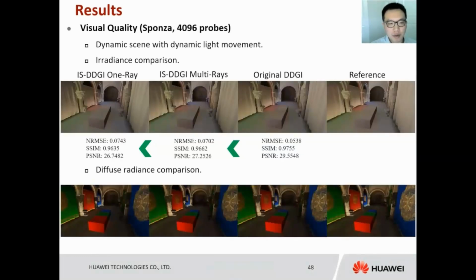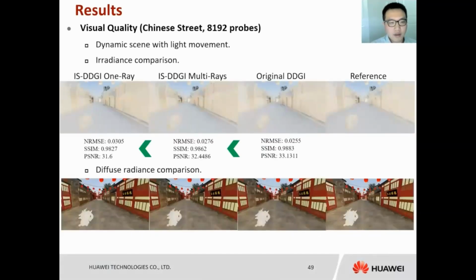Finally, in order to measure how the probes react to large-scale scene changes due to dynamic light movements, such as moving directional lights, we compare the irradiance of these approaches. Again, our ISDDGI approaches produce visual quality similar to the original reference approach, where our multi-rays improve upon the quality of the one-ray approach. And we observe consistent and similar results in the Chinese street with the 8K probes. And then, as you can see, the diffuse radiance after multiplying with the texture albedo, these four approaches are essentially visually equivalent.